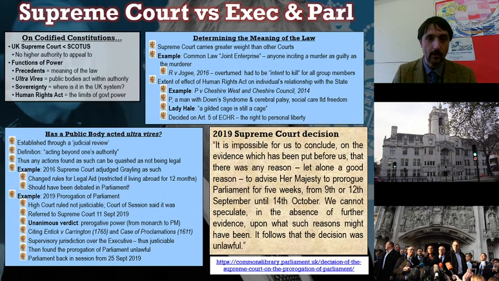And bear in mind, this is not in the textbook, so it's an extra example of this point. It is impossible for us to conclude on the evidence which has been put before us that there was any reason, let alone a good reason, to advise Her Majesty to prorogue Parliament for 5 weeks from 9th or 12th of September until the 14th of October. We cannot speculate in the absence of further evidence upon what such reasons might have been. It follows that the decision was unlawful.